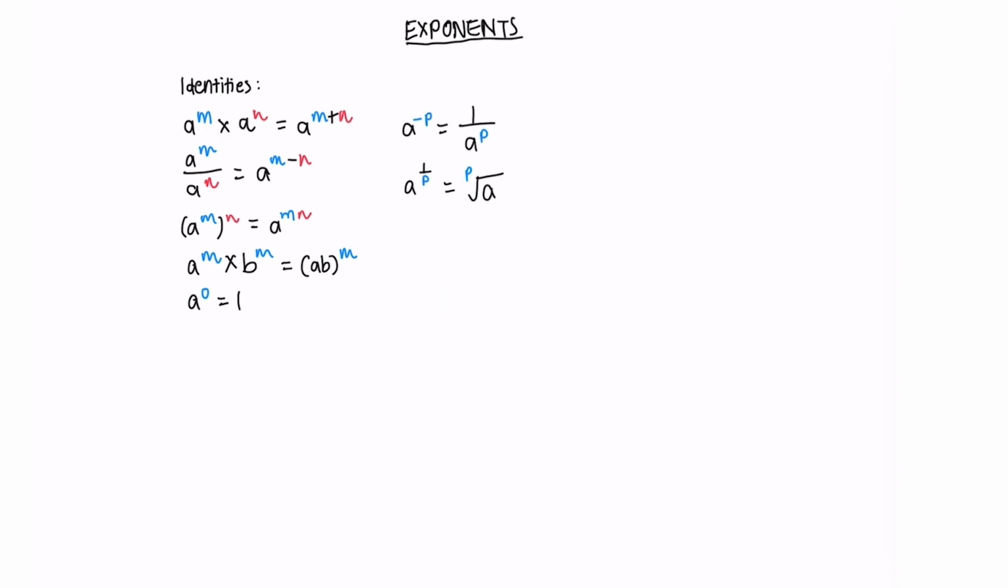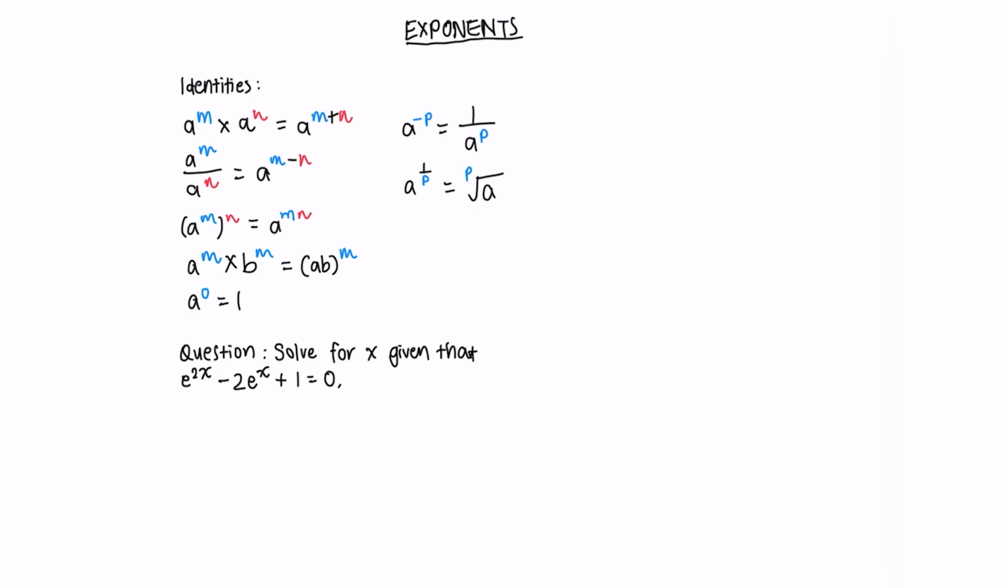Now let's look at some more identities. If you have a to the power of negative p, this just flips it. You take the reciprocal and it's 1 over a to the power of p. And the final one, a to the power of 1 over p is actually just the pth root of a. So if I have a to the power of half, this is just square root a. With this in mind, let's solve a question that is commonly asked in IB.